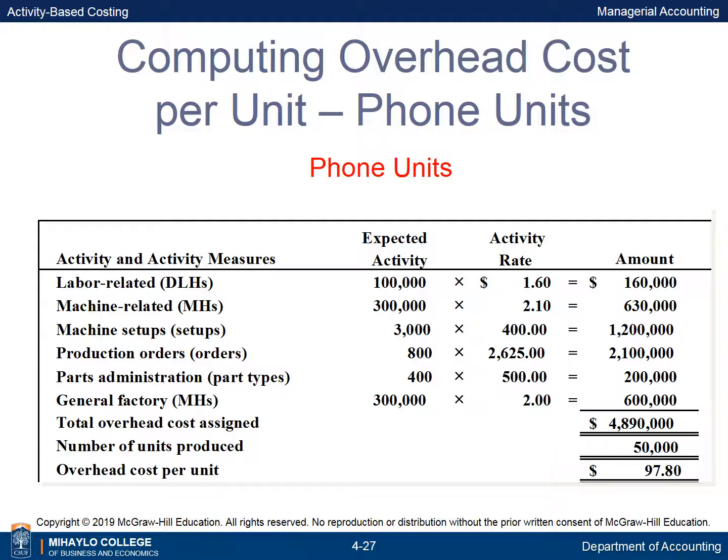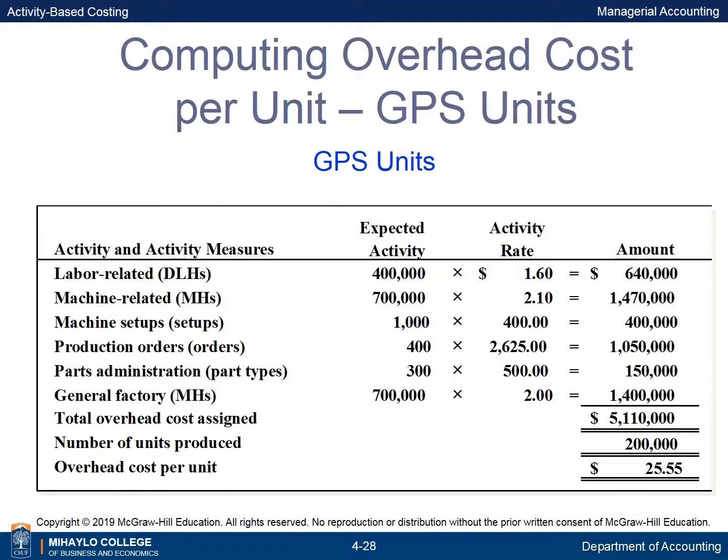Next, we calculate the overhead cost per phone unit by dividing $4,890,000 of overhead by 50,000 phone units. The result is $97.80 of overhead cost per phone unit. We follow the same procedure for GPS units. For example, we multiply the activity rate of $400 per machine setup by 1,000 machine setups, resulting in $400,000 of overhead assigned to GPS units based on the machine setup activity.